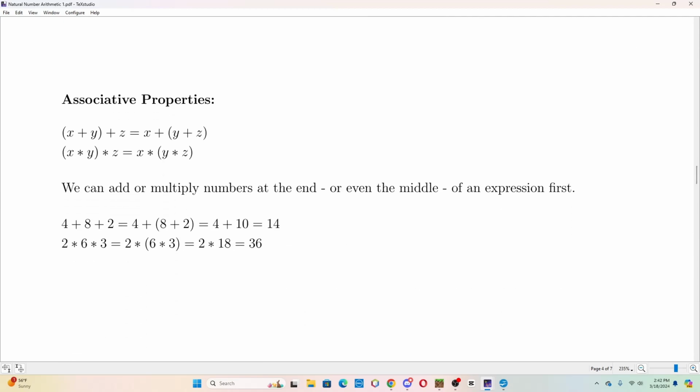Associative properties. This is kind of an extension of the commutative properties: numbers can be added or multiplied in any order. For the addition example, adding 8 plus 2 first makes the problem easier to compute. In the second example, you get 36 regardless of which multiplication you do first.